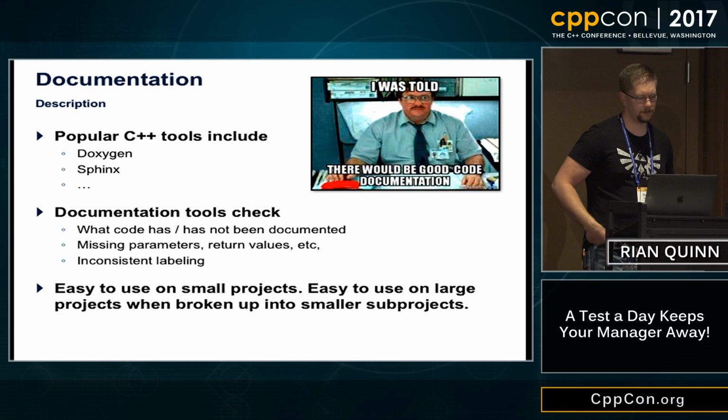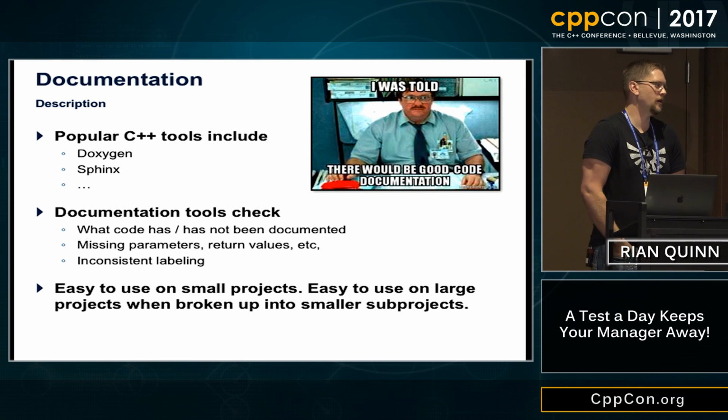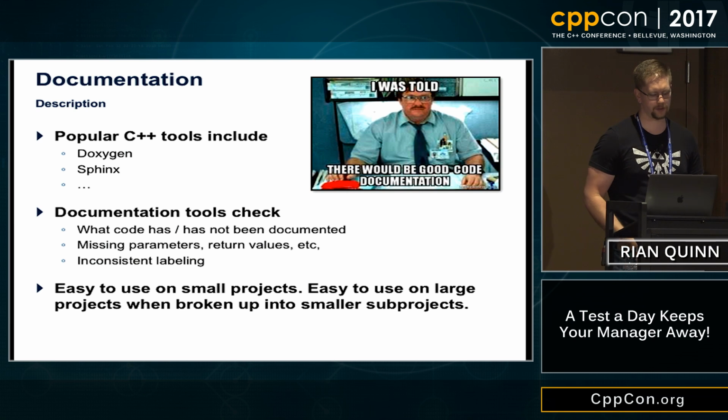Documentation is also another thing. If you happen to be using automated documentation tools like Doxygen or Sphinx, you can integrate these into your CI as well, and this Hello World has that integrated. And they're good at finding all sorts of various different issues like, hey, you didn't document this function, or you're missing parameters or return types or whatever.